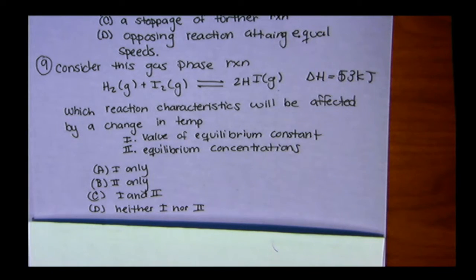Well, by default, if you affect your equilibrium concentration, you affect your equilibrium constant. You can't have one without the other. So if one's correct, they're either both correct or both wrong. You cannot have one without the other. So I can eliminate A and B off the bat. Does that make sense why I took those out?